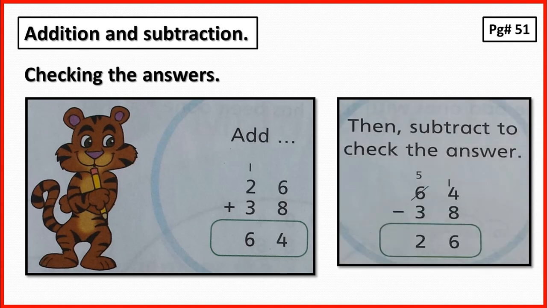Then subtract to check the answer. So here we subtract 38 from 64. We cannot subtract 8 from 4. We have to take 1 ten from tens column and change it into 10 ones. Now there are 14 ones and 5 tens are left. Now subtract 3 from 5. So when we subtract 3 from 5, the number comes 2.